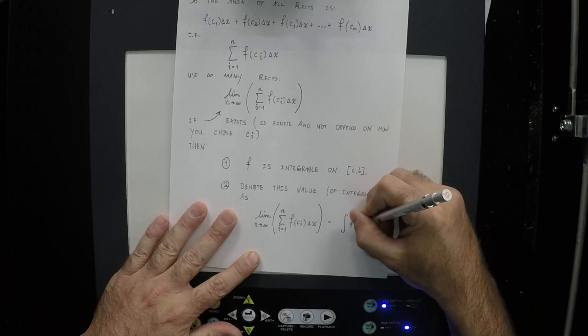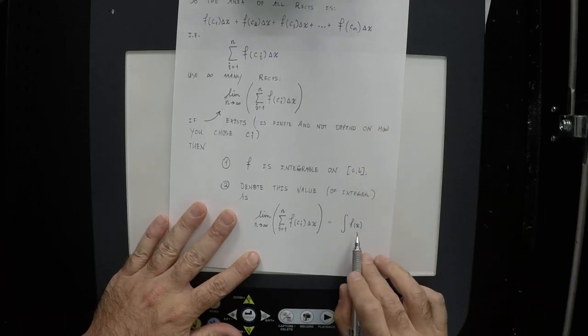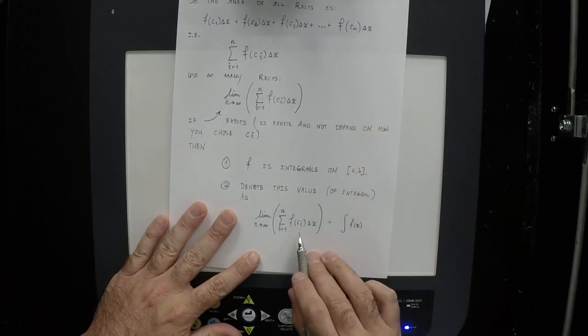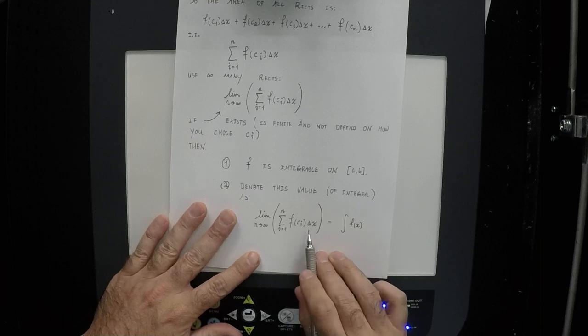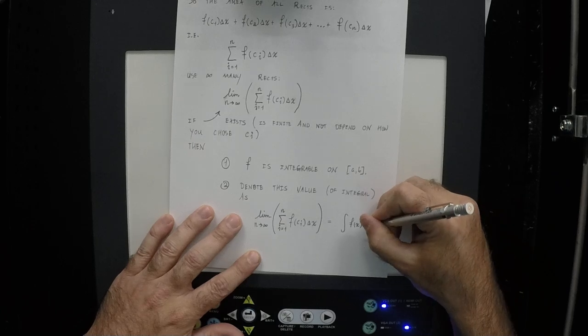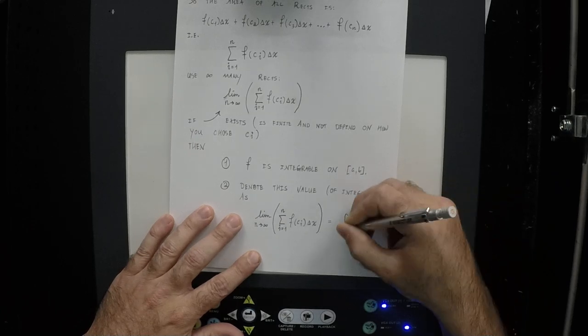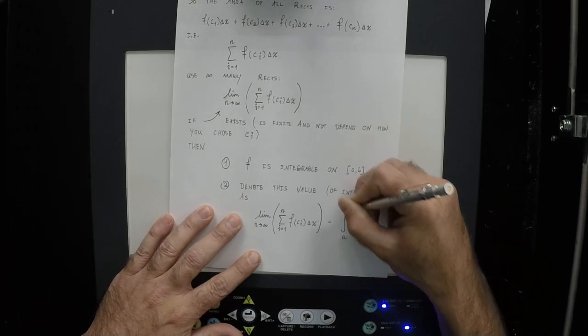And then f of x, well, I'm going to write x because it doesn't actually depend on ci. And then delta, what's the phonetic equivalent of delta? D, so I guess I'll write dx. And since this was over the interval A to B, I'll just write that right here.